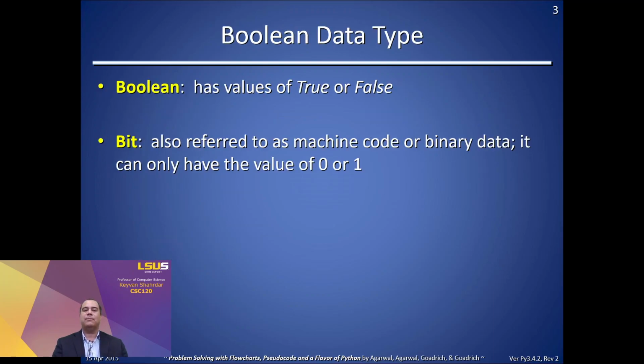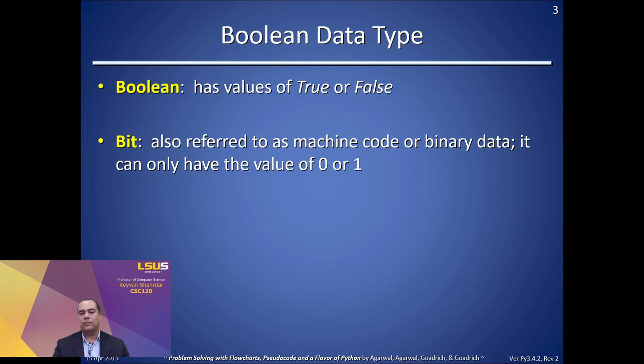So a Boolean has a value of true or false. That's the data type. Whenever you want to determine if a value is true or if a value is false. So is 8 greater than 10? That would be false because 8 is less than 10. So 8 is less than 10 would be true.